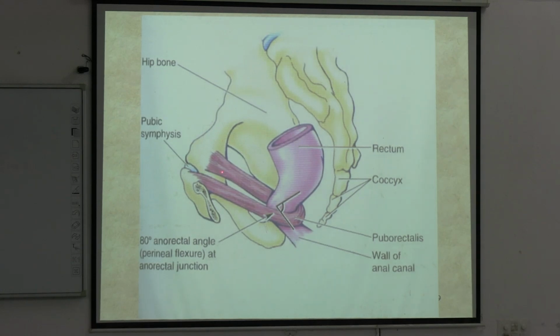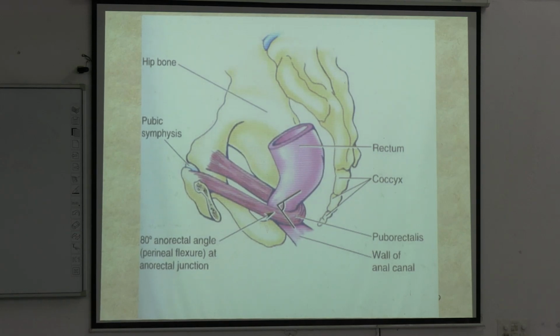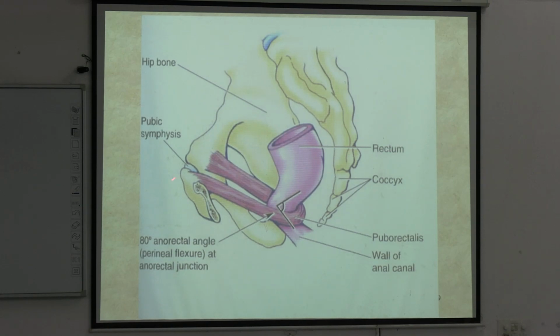In case of old age, these muscle fibers are worn out and weak, resulting in loss of angle, resulting in rectal prolapse. We get this rectal prolapse more commonly in females, in kids and in old age individuals. Explain why with your anatomical knowledge. This is what you have to explain: why this is more common in children and why it is more common in old age.